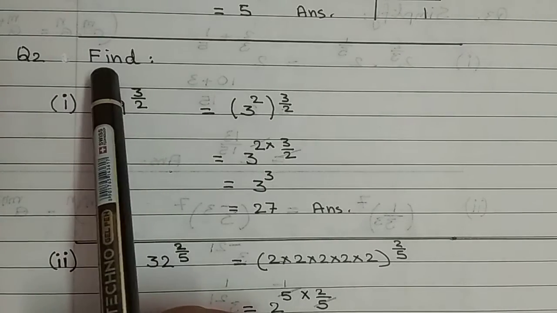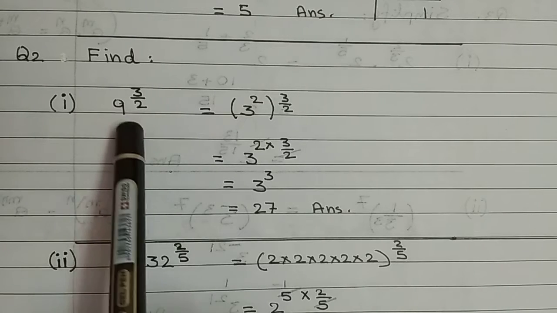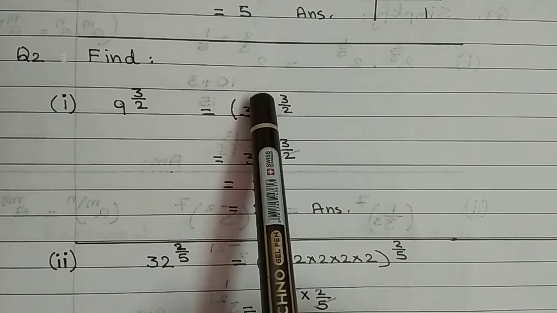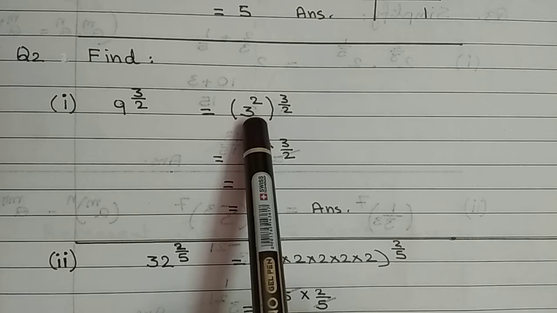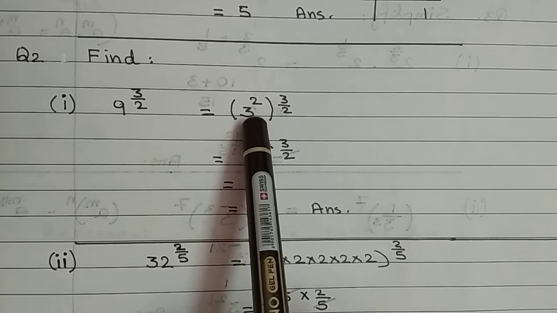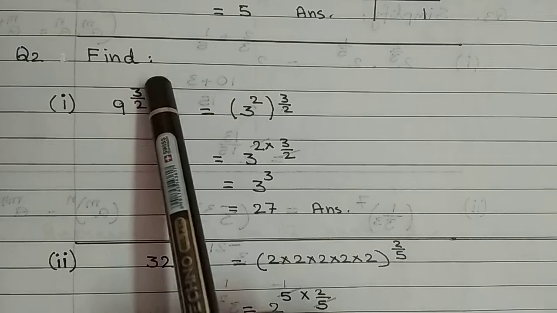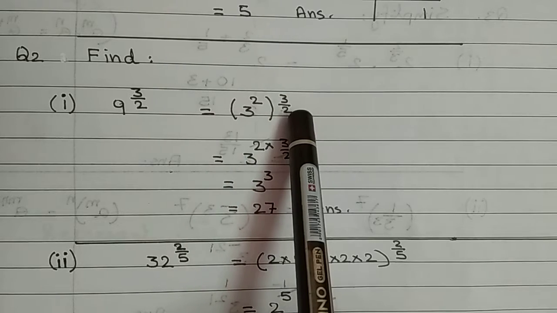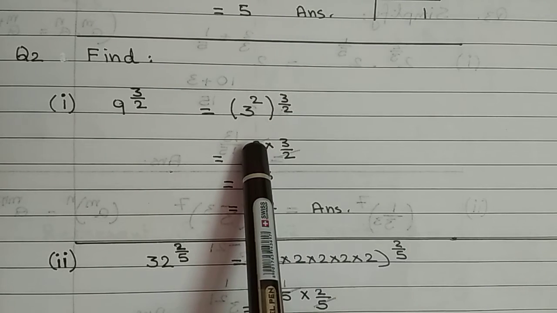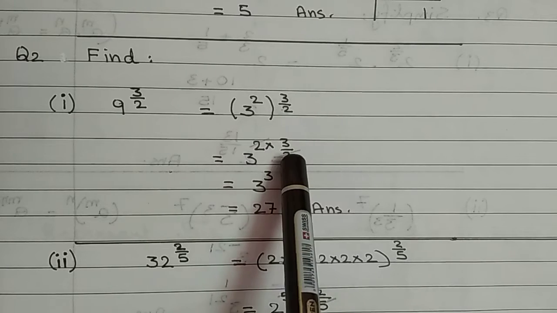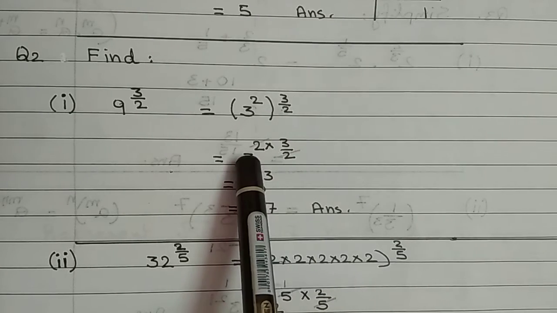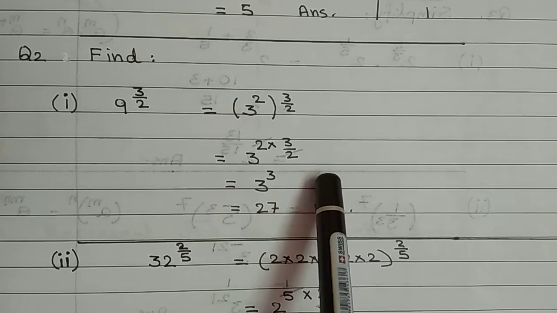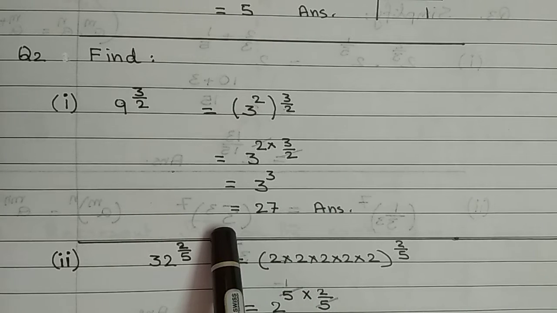Question number 2, again find the value of the following. Part 1, 9 raised to the power of 3 by 2. 3 square is the prime factorization of 9. 9 equal to 3 into 3, which is equal to 3 square. So 9 raised to the power of 3 by 2 is equal to 3 squared whole raised to the power of 3 by 2. Now 2 into 3 by 2, 2 and 2 can be cancelled. You get 3 raised to the power of 3. 3 raised to the power of 3 is equal to 3 into 3 into 3, which is equal to 27.